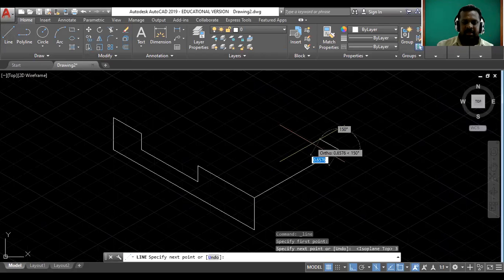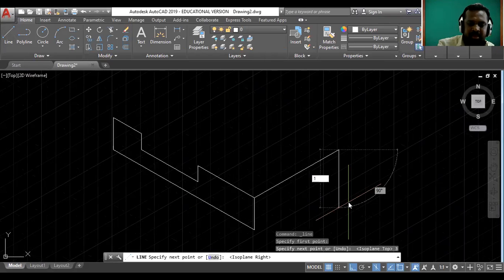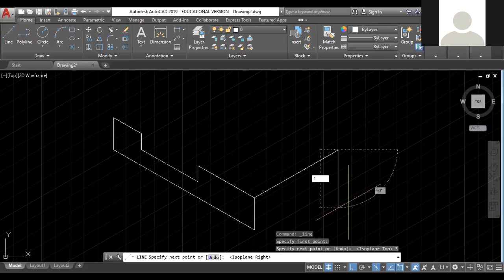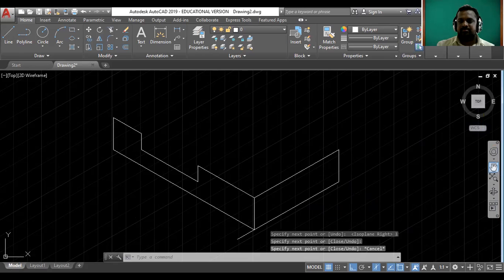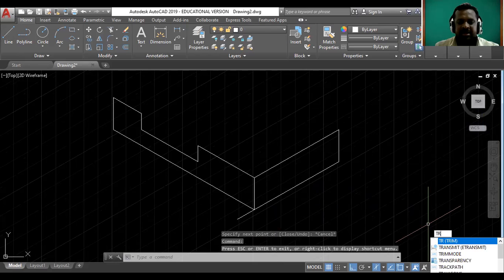Enter. Then in downward direction, again, it is not taking the change. Press the F5. In downward, it will be 1 mm. Enter. And here we have to join. Okay, clear? And then trim this portion. TR, double enter. Trim this.